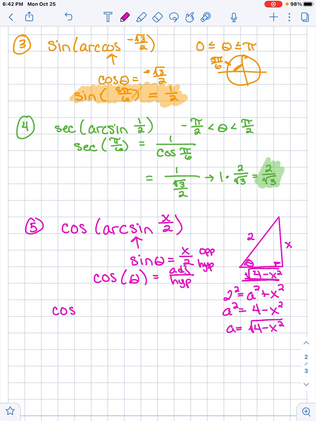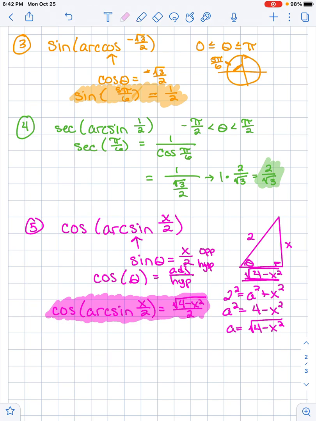Now, let's finally answer this question. What is the cosine of a triangle where the sine is x over 2, is what this is asking. Well, cosine is adjacent over hypotenuse. Adjacent is the square root of 4 minus x squared. The hypotenuse is 2, and that is the solution to our problem. This is all theoretical. This is saying what is the relationship between these. We don't have an actual value that we can calculate, but we're saying if we knew what x was, this is what the cosine would be.